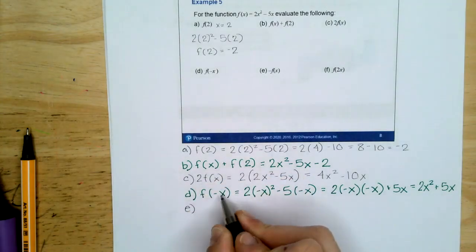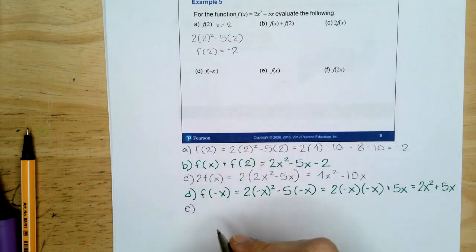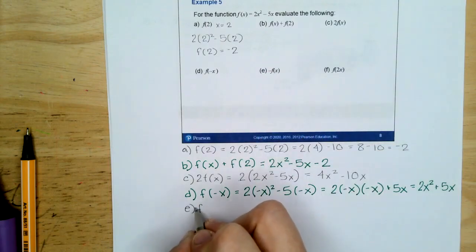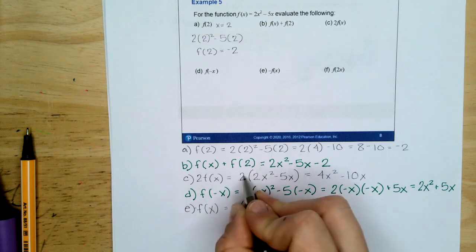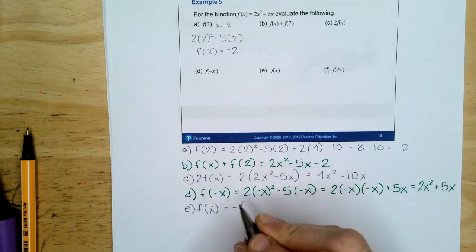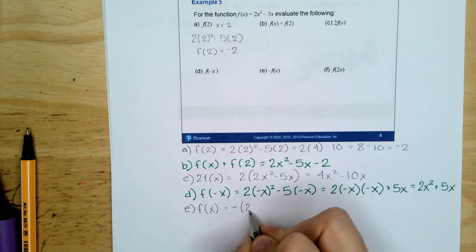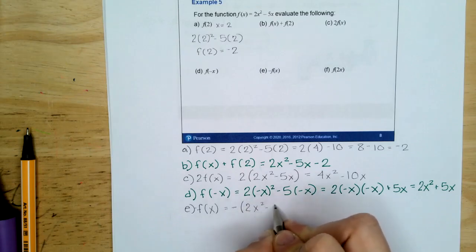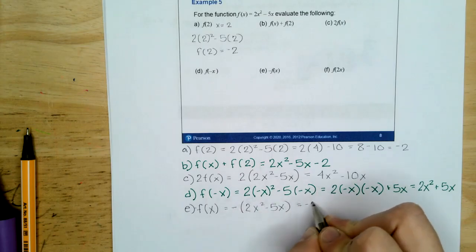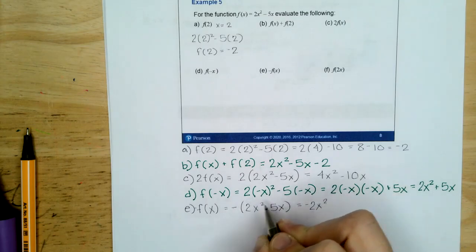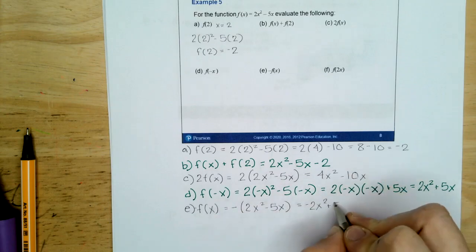E, instead of making the x negative, we're making the entire function negative. So a negative f of x means we take a negative, and instead of distributing a 2 to the 2x squared minus 5x, we're taking a negative and distributing it through the 2x squared minus 5x. Negative 2x squared, negative times a negative 5x is a positive 5x.